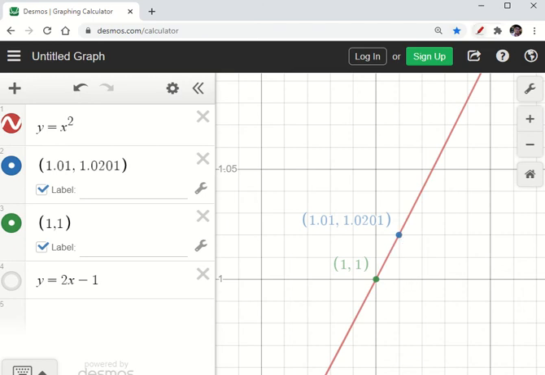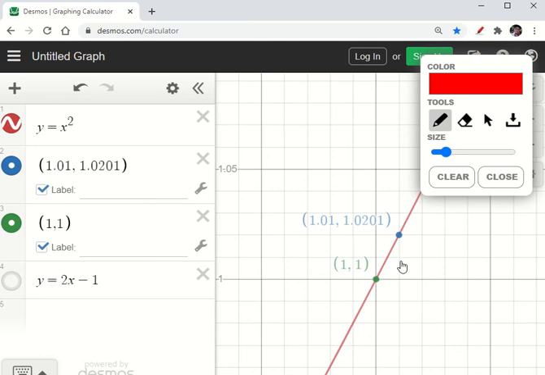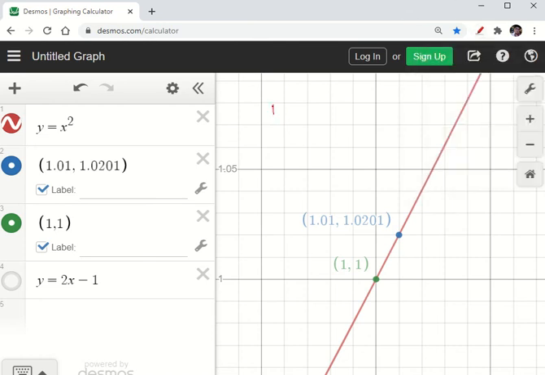So what is the slope now? The slope will be 1.0201 minus 1. This is the difference of y.